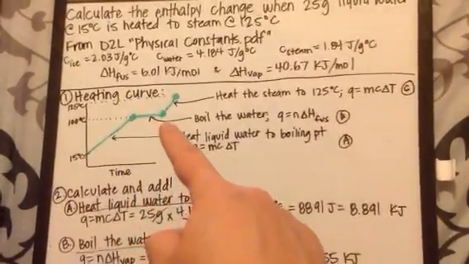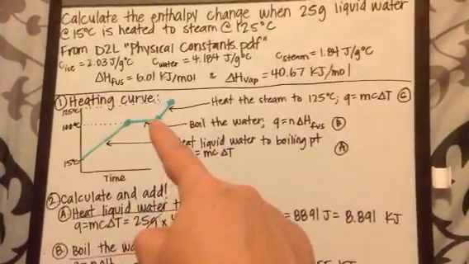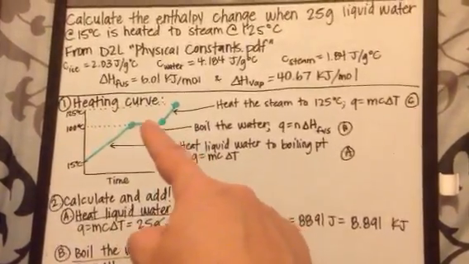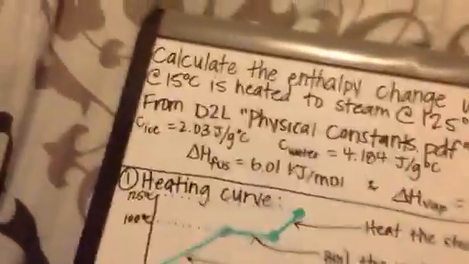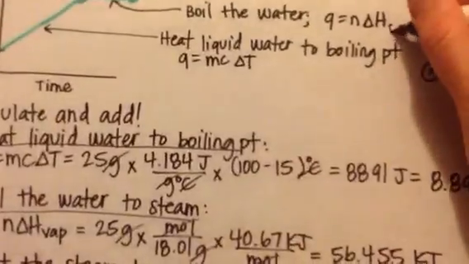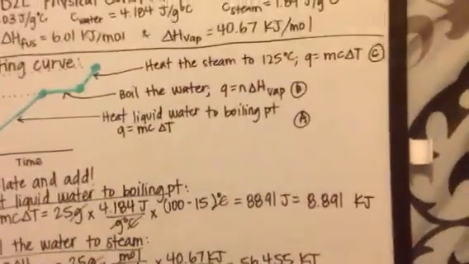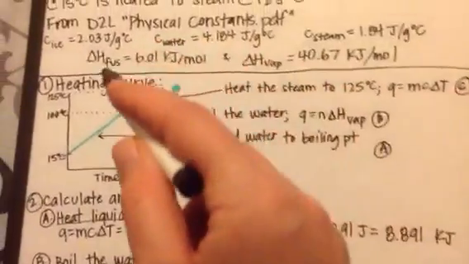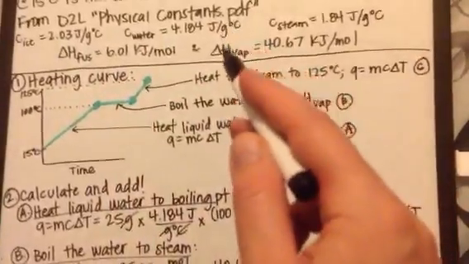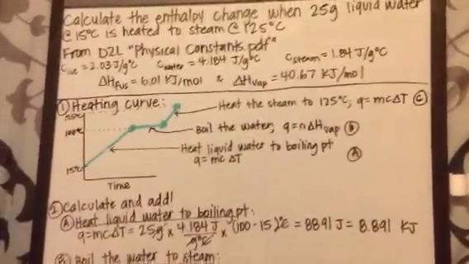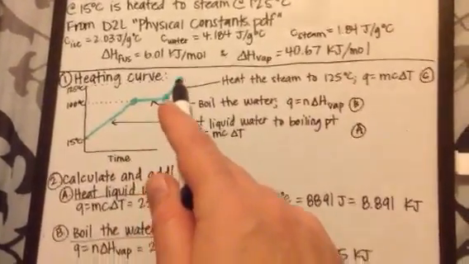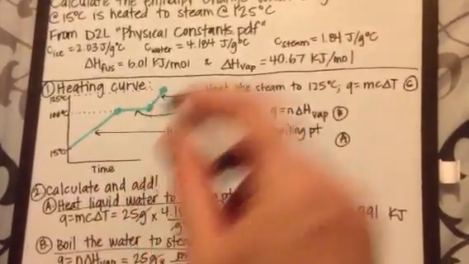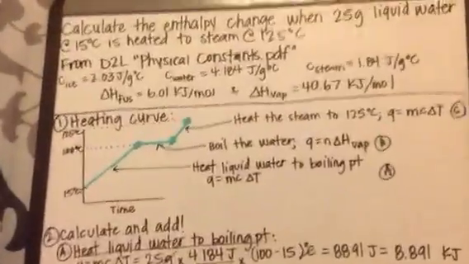Then at 100, we're going to boil the water. Now during boiling, temperature stays constant. All we're doing is changing phase. And because we're boiling, we're going to use the heat of vaporization, VAP. We use the heat of fusion for melting. We use the heat of vaporization for boiling. And then once all that water is in the gas phase, we're then going to heat that gas up to 125 degrees Celsius. So we've got three calculations we're going to need to do here.